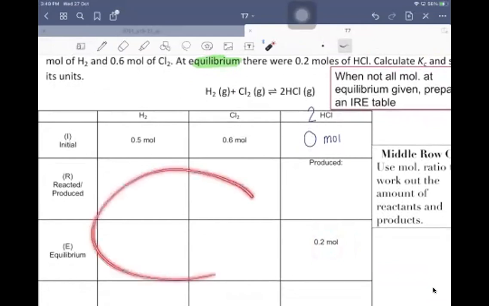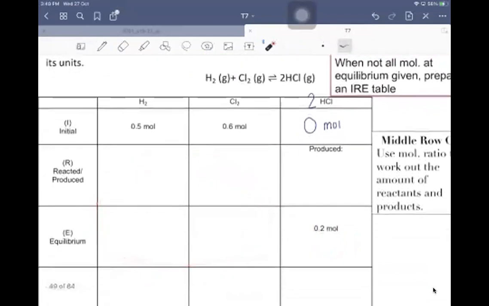Okay, so you can see that there are empty cells here, and there's an additional row that's for later on the next stage. So I just want to focus on the IRE. Can you see that I have 3 values: initial, reacted, and equilibrium. I need at least 2 pieces of information to get the third unknown value.